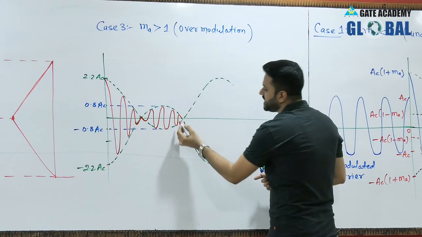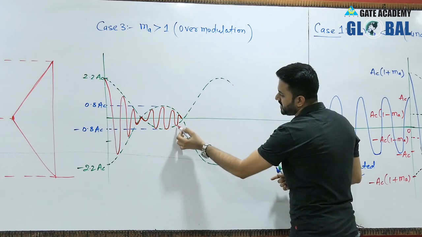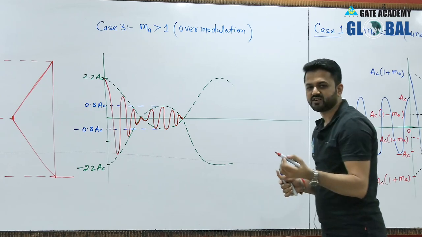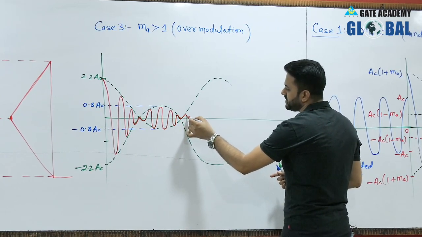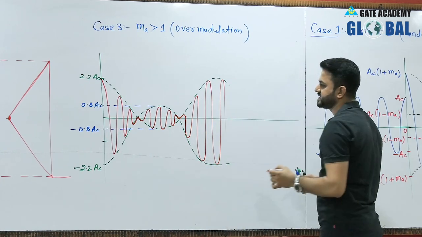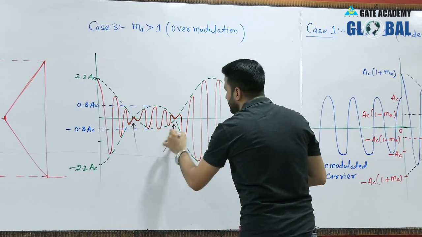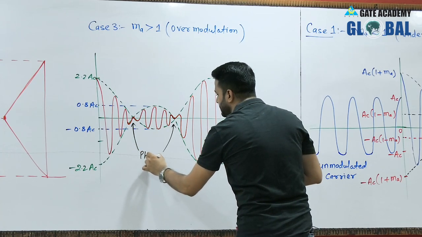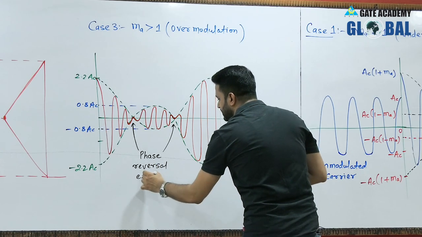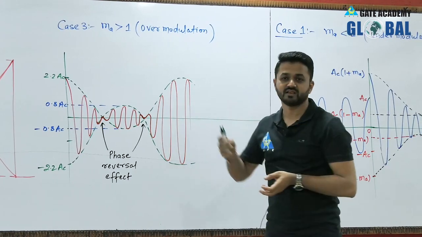Like here again, it is going from positive to negative, or negative to positive. So the envelope is crossing this zero value, so this value should be negative, but because of the 180 degree phase shift we get a positive value. Like this. So at this point and at this point you can see the phase reversal effect. So in overmodulation we get the phase reversal effect.